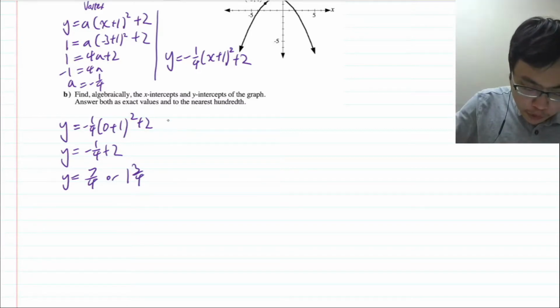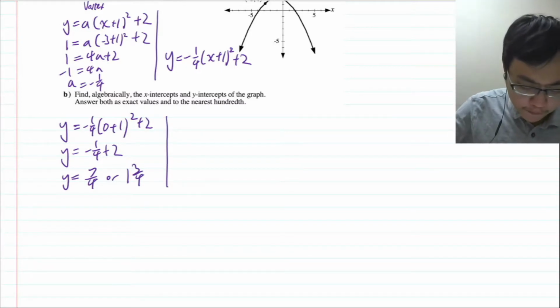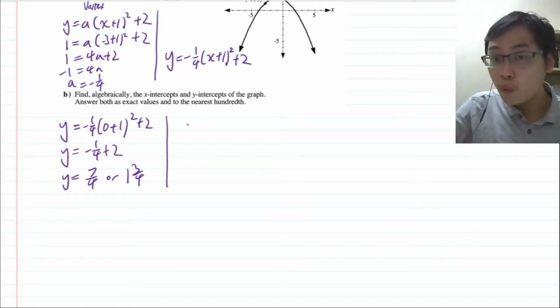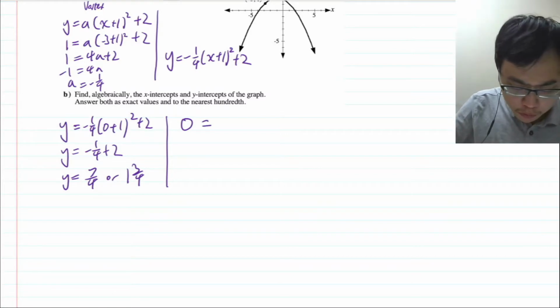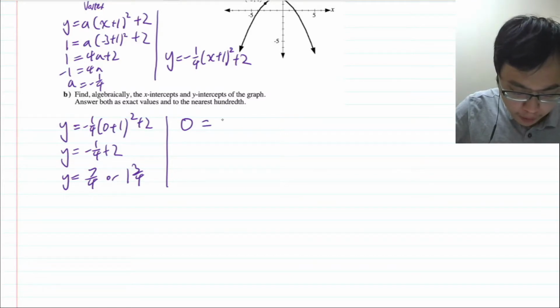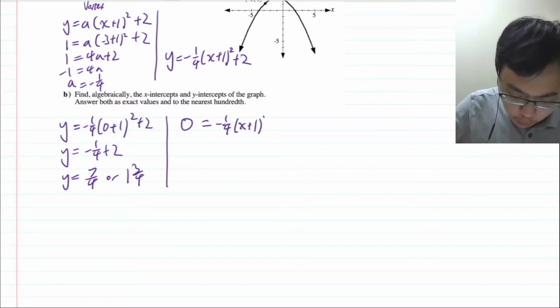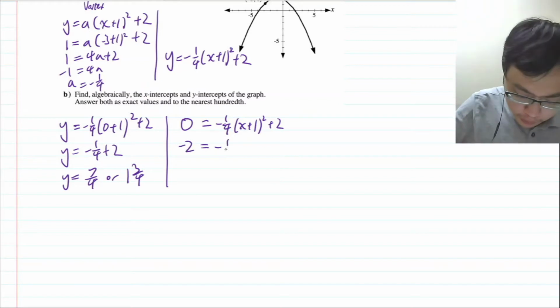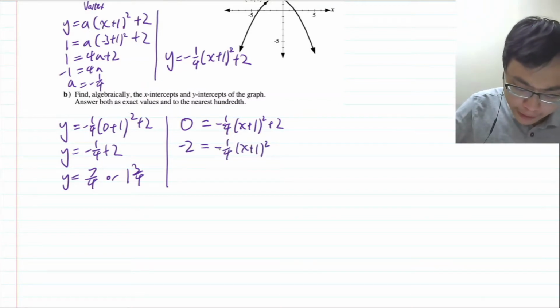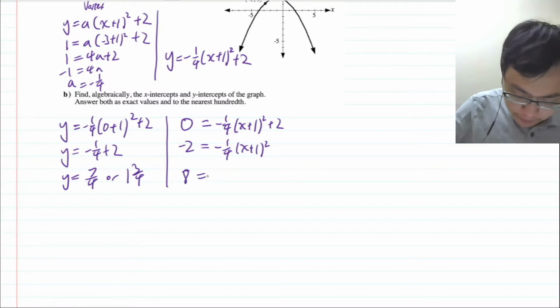And then now let's go ahead and work out what the x-intercepts are. So the x-intercept happens when y equals 0. So we're going to put 0 into this. 0 equals negative a quarter of (x plus 1) whole squared plus 2. So we're going to move the 2 over. So that's going to be negative 2 equals negative a quarter of (x plus 1) whole squared. We're going to multiply by negative 4. So this becomes 8 equals (x plus 1) whole squared.